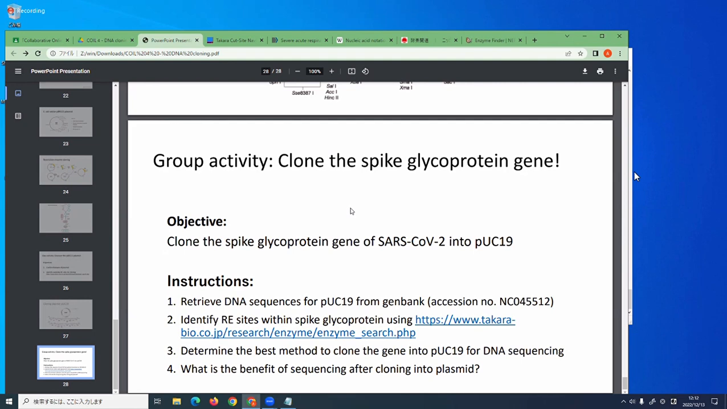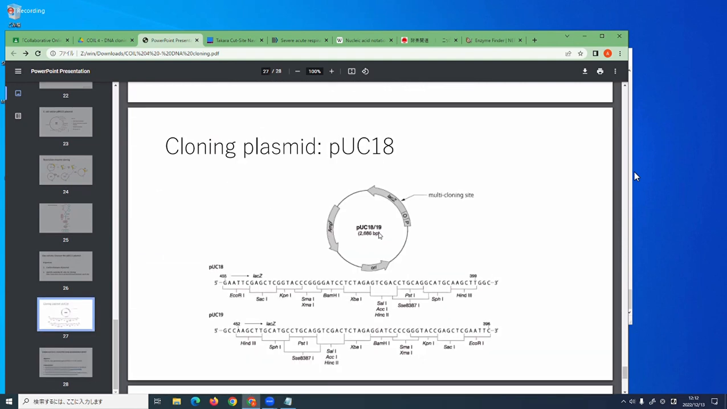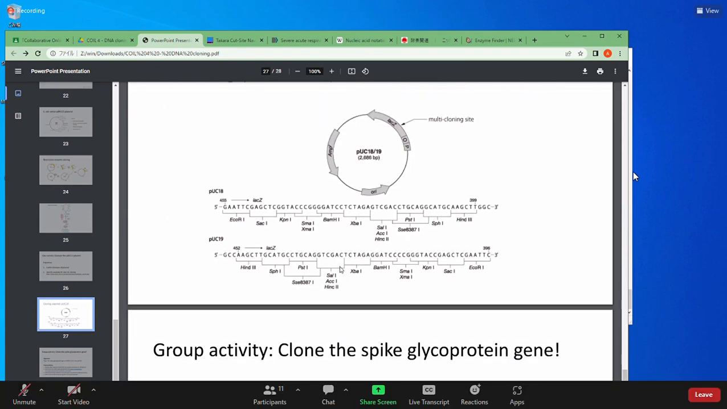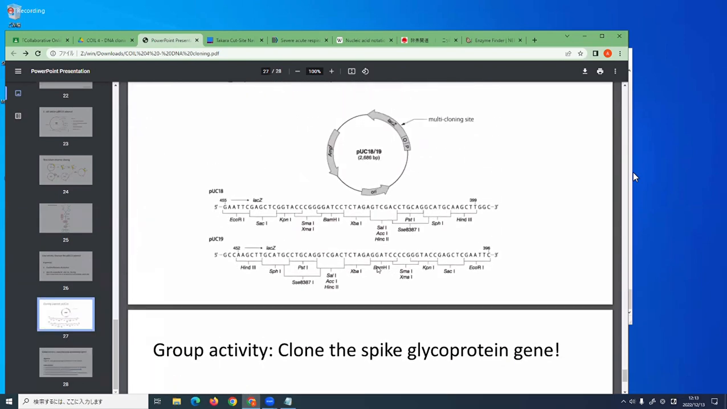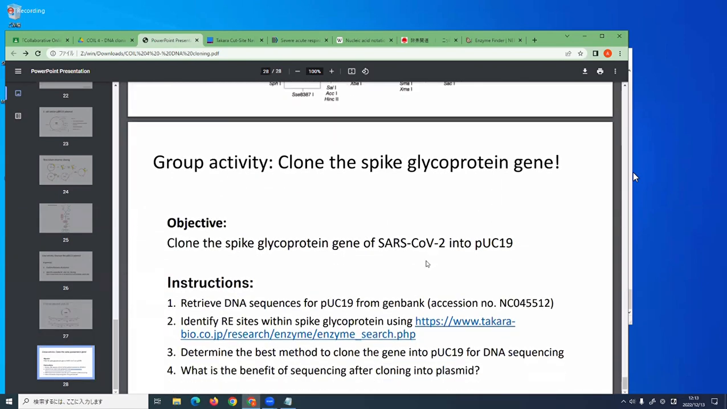into PUC19. PUC19 is the opposite: the multi-cloning site is the opposite from PUC18. PUC19 starts with HIND3 and ends with ECOR1. PUC18 is the opposite, it's ECOR1 and then HIND3. So it's opposite. So I want you to use PUC19. Why? Just to add, it doesn't really matter because we're using a single restriction enzyme site.